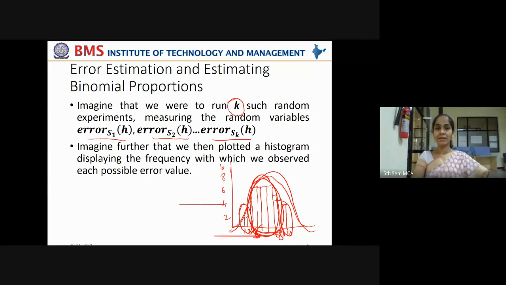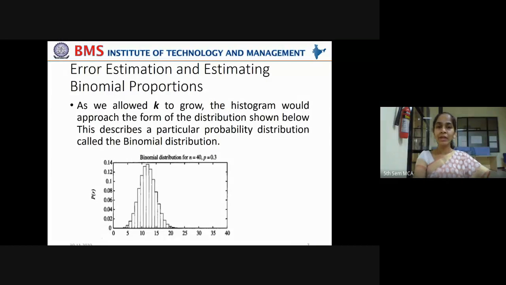This is again an assumption. We are assuming that as you go on increasing the number of experiments, in this case it is k, we can observe that sample errors tend to follow a normal distribution. If you plot a histogram between the sample error and the number of times that sample error is observed with the samples, right? Now as we allow k to grow, that is what I said, if you keep on increasing the number of experiments, then the histogram would approach the form of the distribution shown below. It can be seen like this.